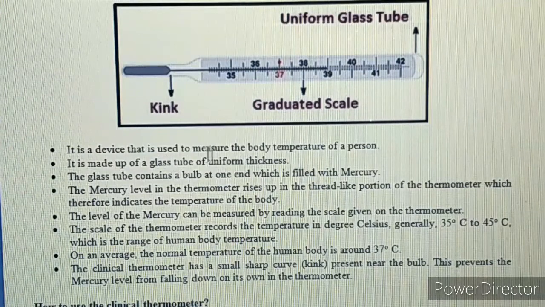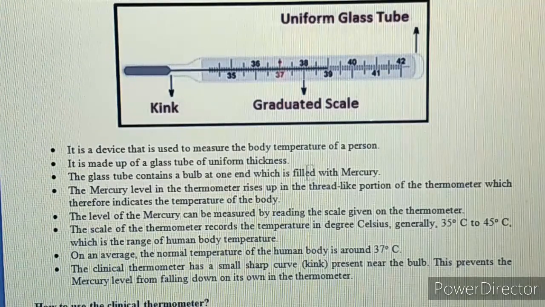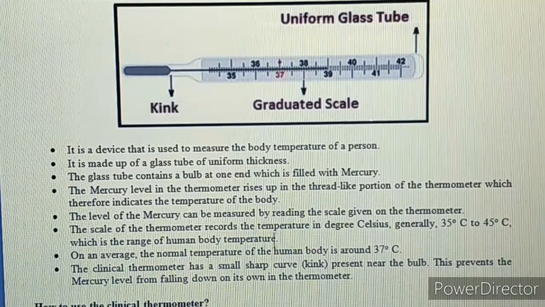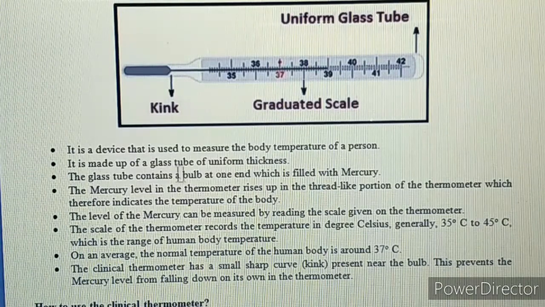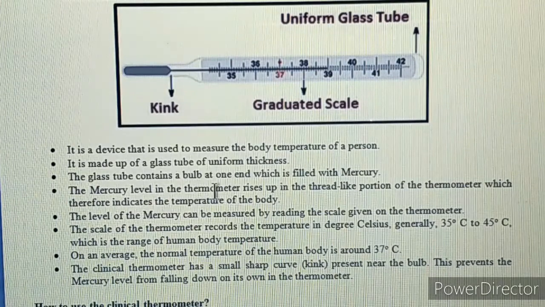It is a device that is used to measure the body temperature of a person. You must have seen your parents or doctors put this clinical thermometer into your mouth, under the tongue, or sometimes under the armpit, to measure the temperature of your body. It is made up of a glass tube of uniform thickness. The glass tube contains a bulb at one end which is filled with mercury.